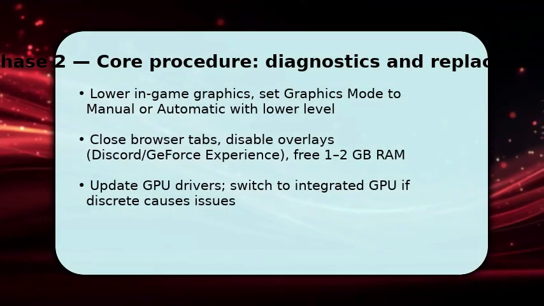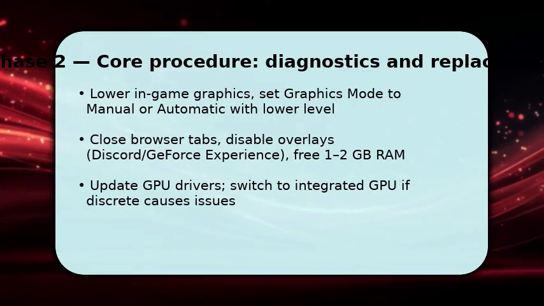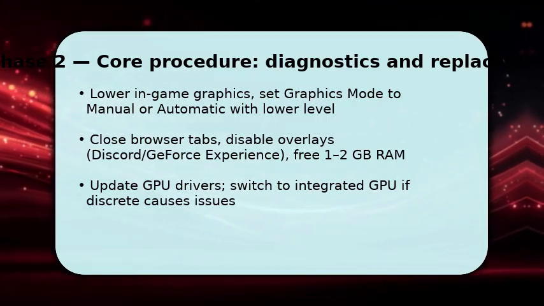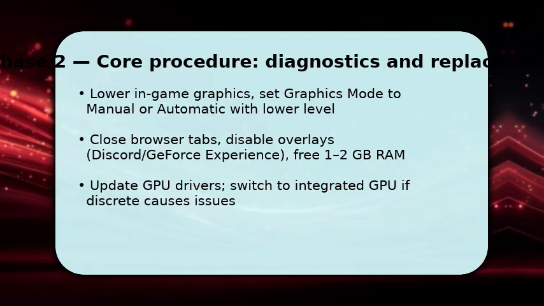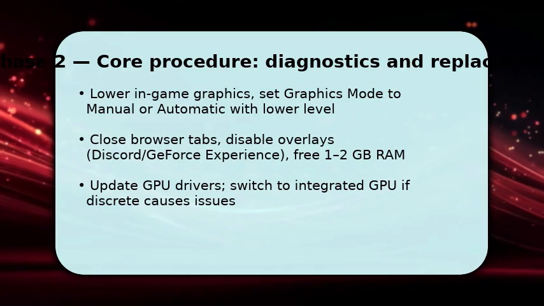Drop Roblox graphics quality, switch to manual mode, and pick a lower level to reduce CPU and GPU load. Next, close browser tabs and disable overlays which can inject frames and cause stutters. Freeing 1 to 2 GB of RAM stabilizes the game.